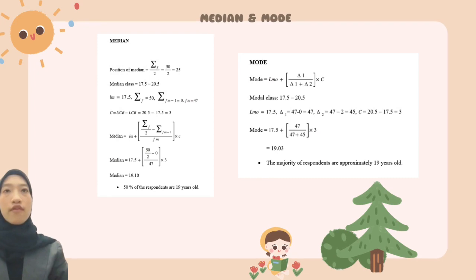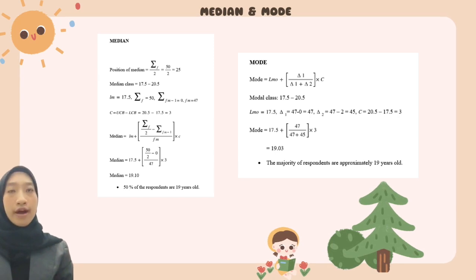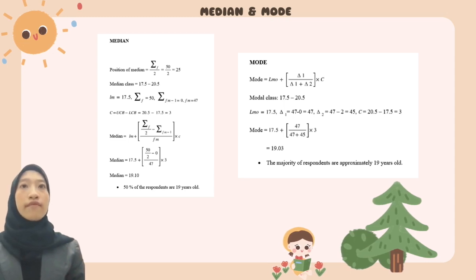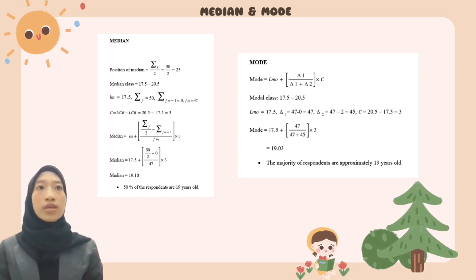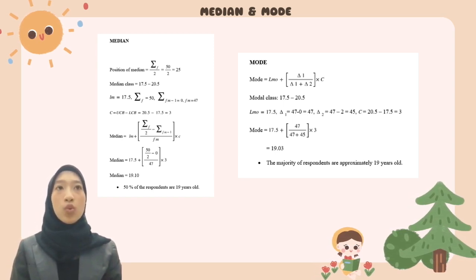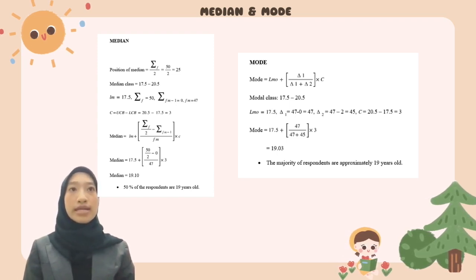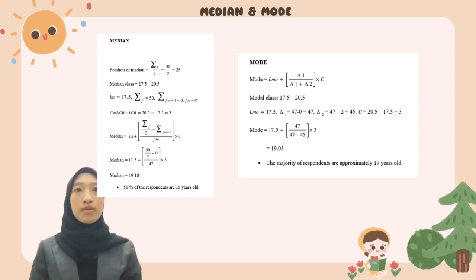Next, for the median. First, we need to find the position of the median. The median class will be 17.5 until 20.5. The formula for median is Lm, which is the lower class boundary for the median class, plus bracket total frequency divided by 2 minus total cumulative frequency before the median class, divided by the frequency of the median class, bracket multiplied by C, which is the class size for the median class. Then it will be 17.5 plus bracket 50 divided by 2 minus 0, divided by 47, bracket, multiplied by 3. The answer will be 19.10. 50% of the respondents are 19 years old.